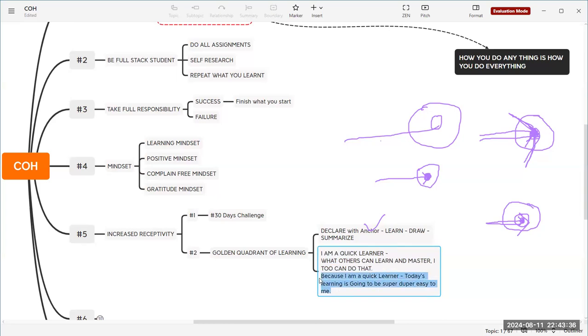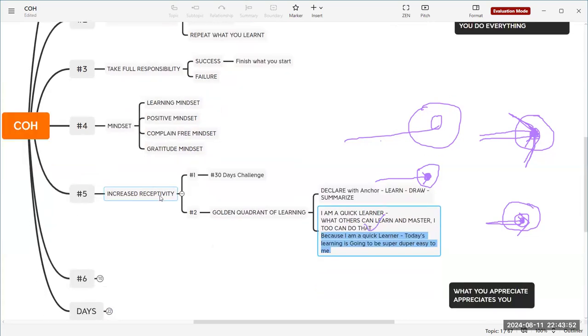1, 2, 3 and clap and repeat. Because I'm a quick learner, Because Because I am a quick learner, today's learning is going to be today's Today's learning is learning is going to going be to be super duper easy to me. super super duper super easy to me. Yes, it is going to be because you said so.